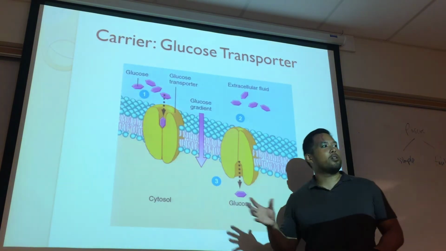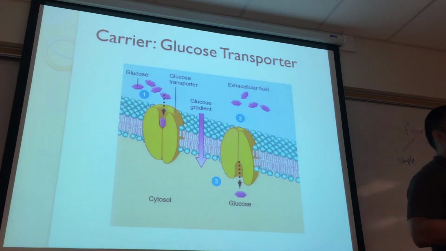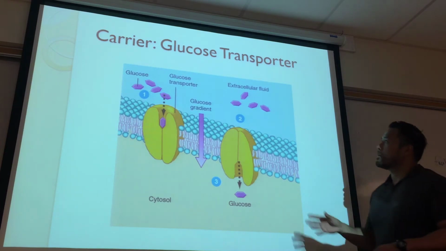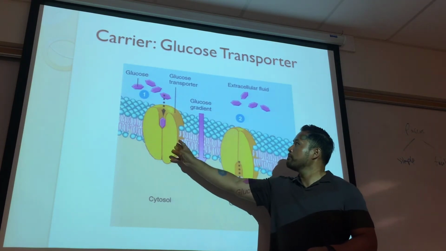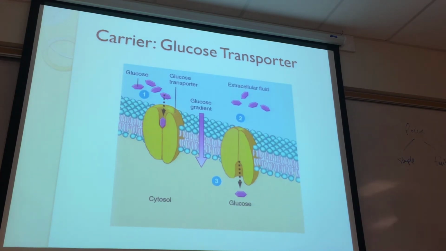In order to get glucose into the cell, it's a large molecule. It tends to be polar, so it can't move across the phospholipid membrane on its own. So this transporter allows glucose. Remember, glucose is high on the outside, and we need to get it into the cell in order to generate ATP. If you're wondering how, we'll talk about that on Thursday. We need to get glucose into the cell.